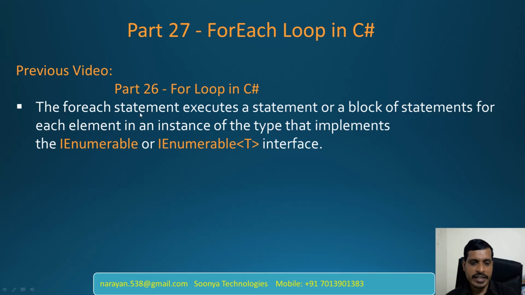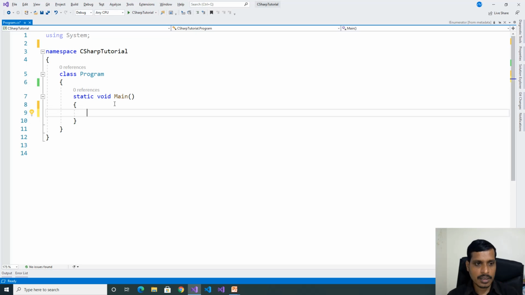The foreach statement executes a statement or a block of statements for each element in an instance of the type that implements the IEnumerable or IEnumerable of T interface. We'll discuss the foreach loop using Visual Studio. Launch Visual Studio and create a C# application. The foreach loop is used to get the values from collections.